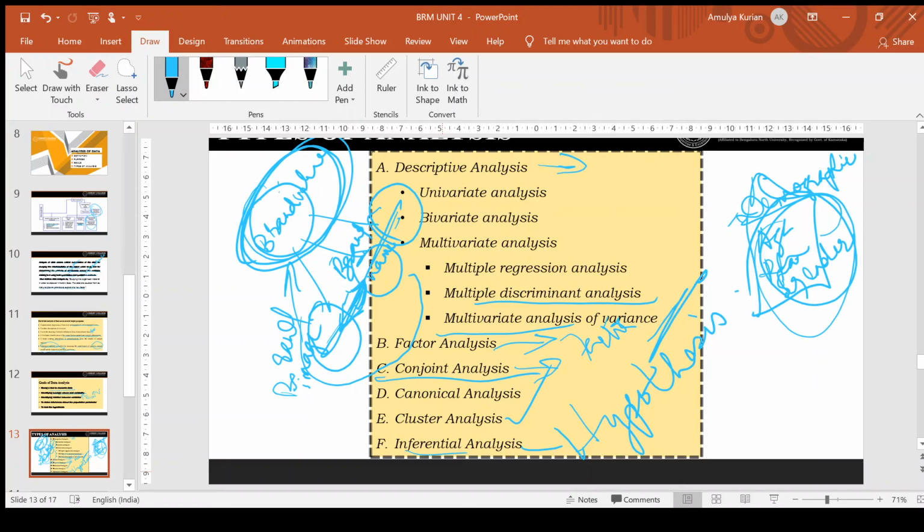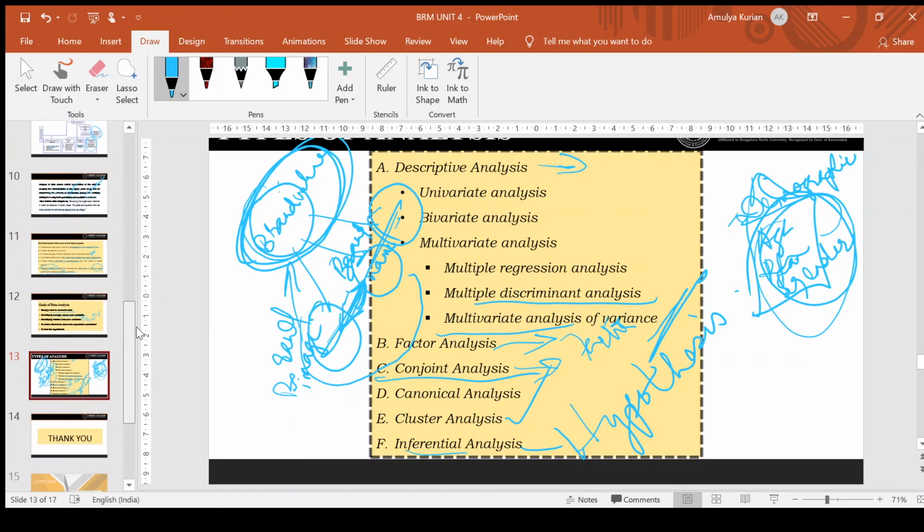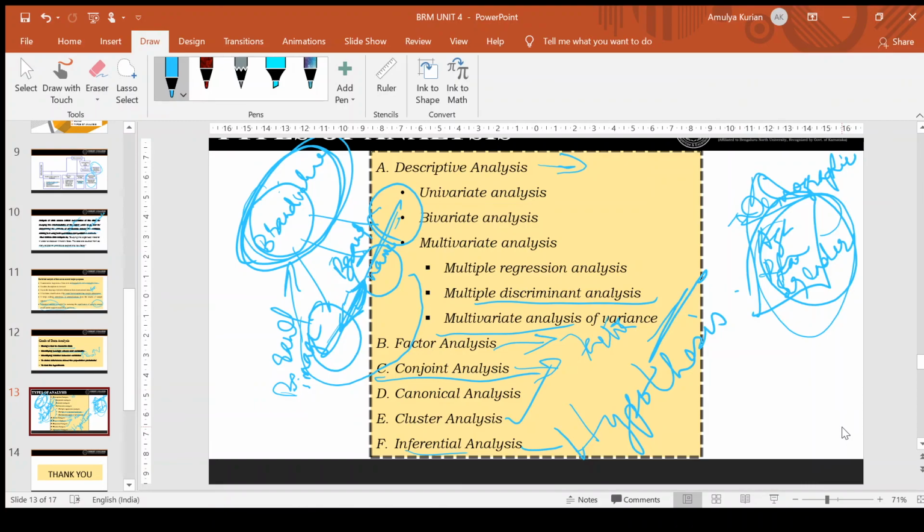Then last one, inferential analysis, we will be coming up with a hypothesis and testing whether there is any relationship or not between two different variables or more variables which are involved. So we have learned what do you mean by analysis of data, what are the goals and purposes of data analysis, and different types of data analysis. We will be dealing with each one in a detailed manner in the coming sessions.